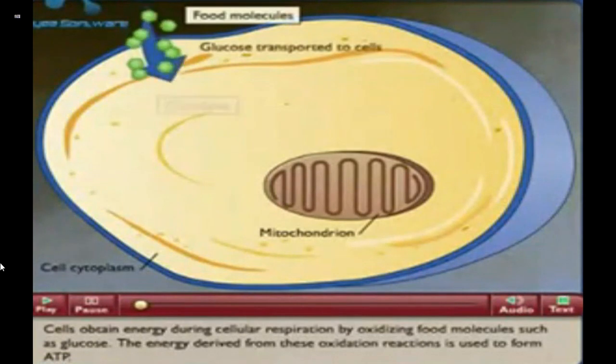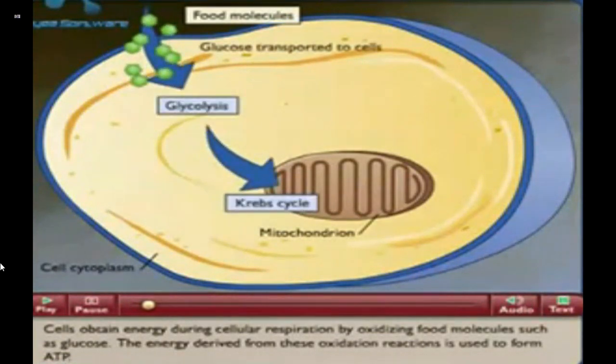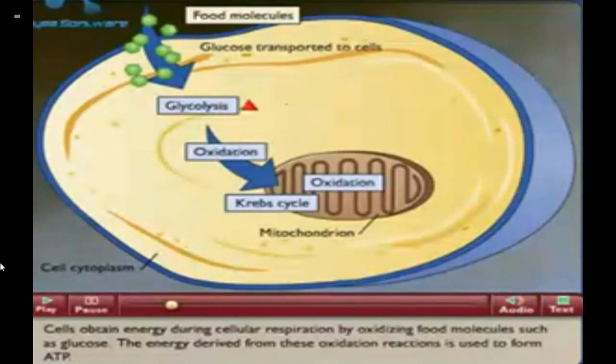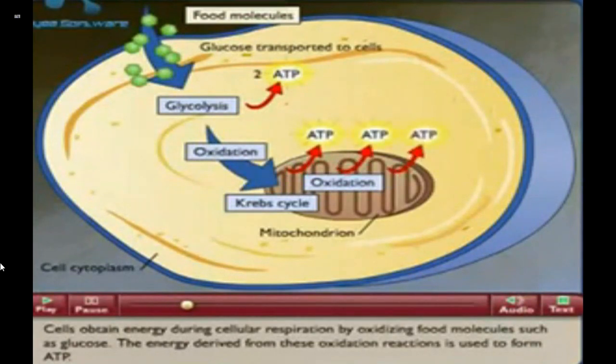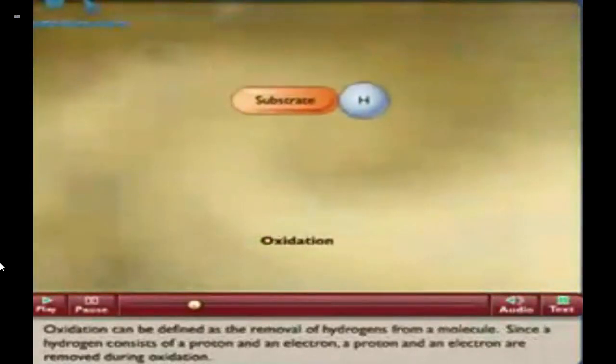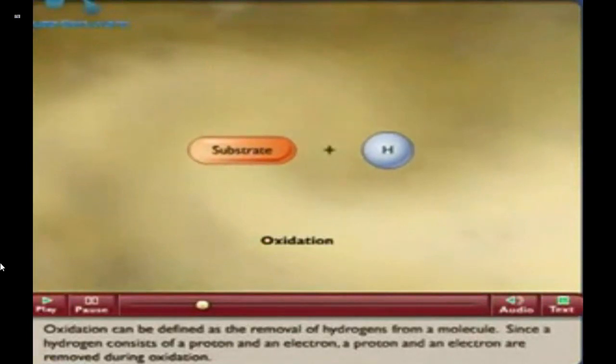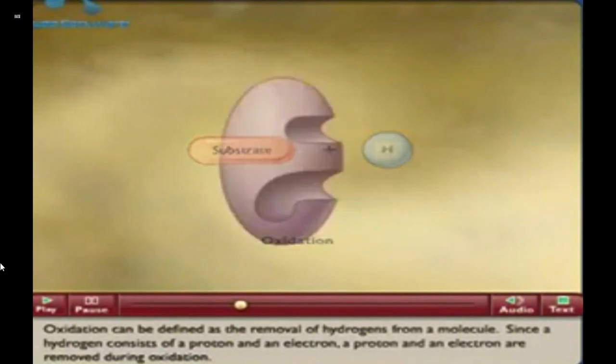Cells obtain energy during cellular respiration by oxidizing food molecules such as glucose. The energy derived from these oxidation reactions is used to form ATP. Oxidation can be defined as the removal of hydrogens from a molecule. Since a hydrogen consists of a proton and an electron, a proton and an electron are removed during oxidation.